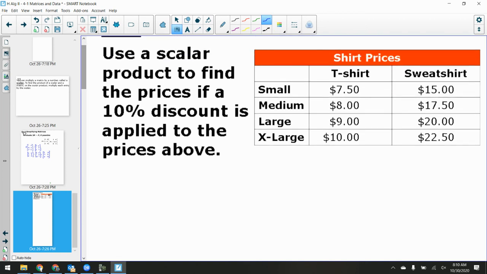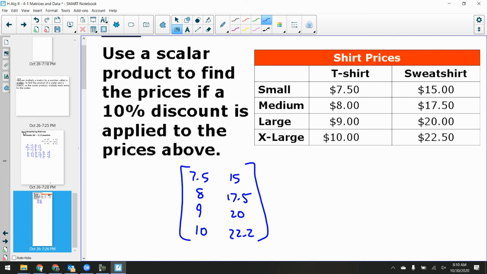Okay, t-shirt sizes. We got small, medium, large, extra large, and we got t-shirt and sweatshirt prices. So here's my matrix. We got 7.5, 8, 9, and 10. And then we've got 15, 17 and a half, 20, and 22 and a half. All right, so use the scalar product to find the prices if a 10% discount is applied to the prices above. What should I multiply by?